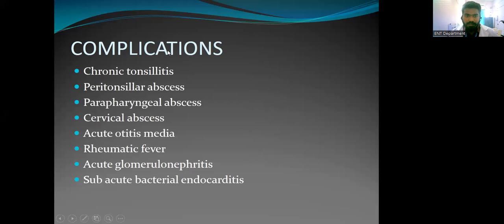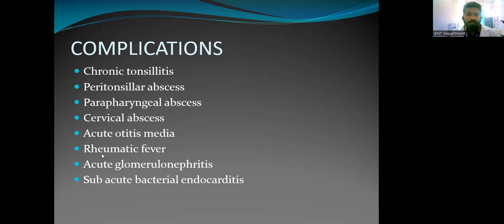And the complications of an acute tonsillitis. What are the things that can happen in a case of acute tonsillitis? The acute can progress into a chronic tonsillitis. And there's something called the peritonsillar abscess, which I already told you. There is pus collection between the tonsillar capsule and the tonsillar bed in the loose areolar tissue region. That's the peritonsillar abscess. And there is something called the parapharyngeal abscess that can happen, and cervical abscess, acute otitis media, rheumatic fever, acute glomerulonephritis, and SABE, subacute bacterial endocarditis.